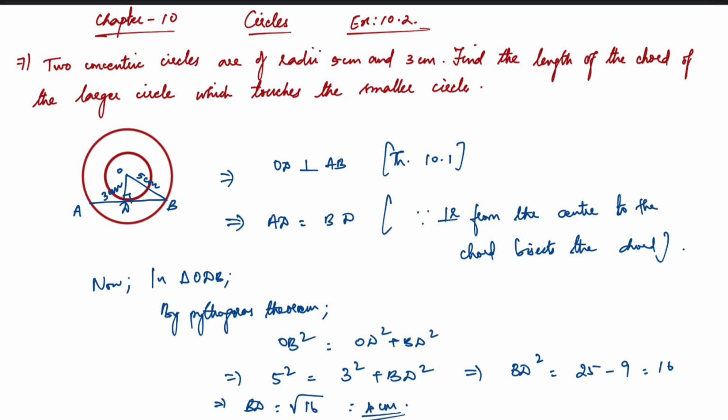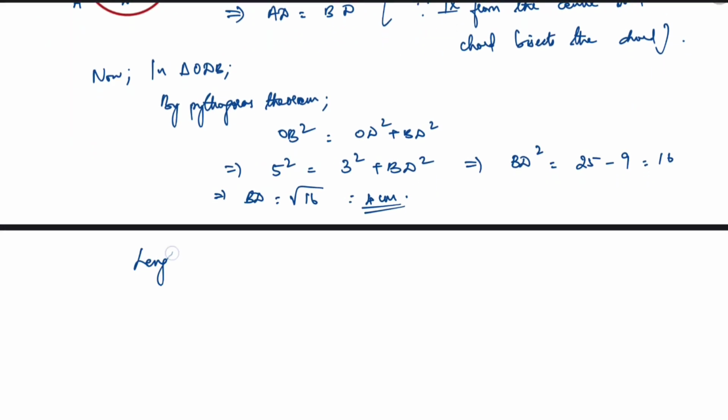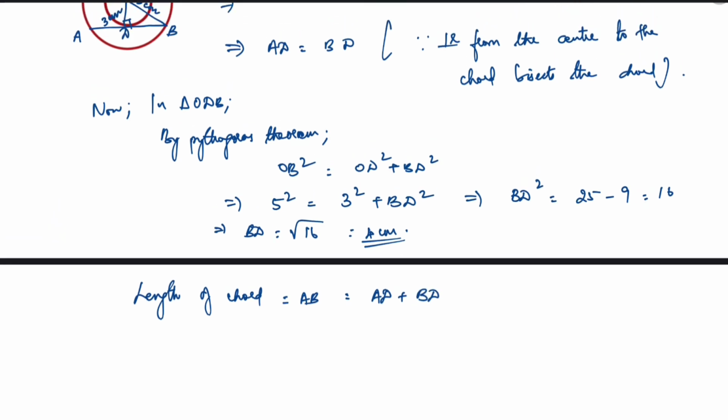Now the length of the chord is AB. We know that AB is AD plus BD. We also know that AD is equal to BD, since the perpendicular from the center to the chord bisects the chord. So 4 plus 4 is equal to 8 cm. Therefore the length of the chord is 8 cm.